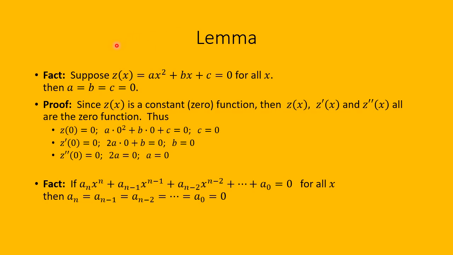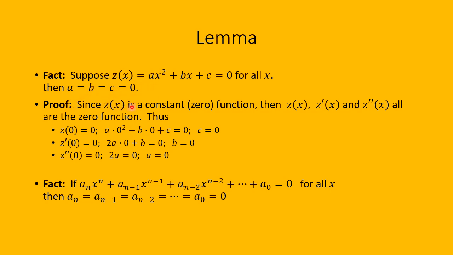Let's look at a couple of facts about polynomials. Suppose z of x is equal to ax squared plus bx plus c. So this is a function defined by this quadratic formula. And suppose that z of x equals 0 for all x. Then these coefficients, a, b, and c, all have to be 0. So let's see how we can prove that.